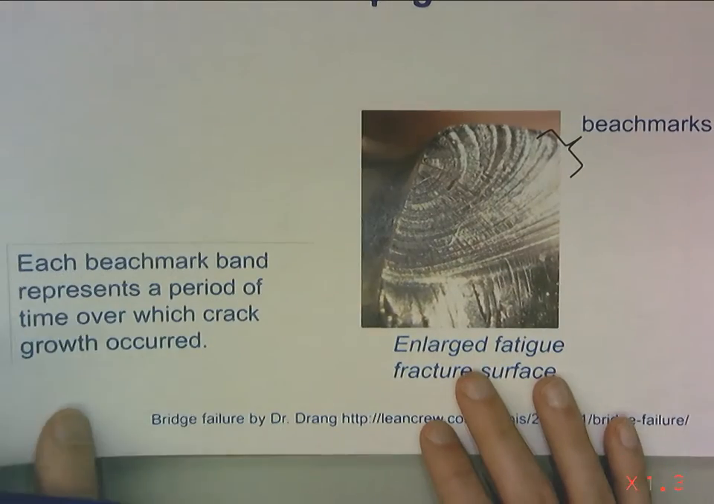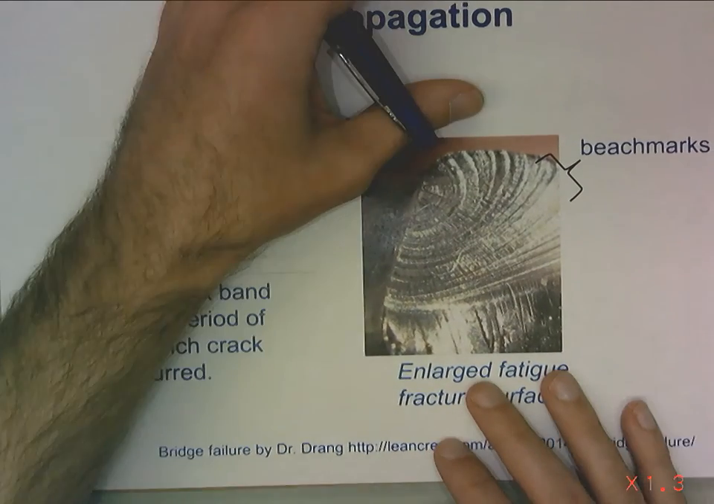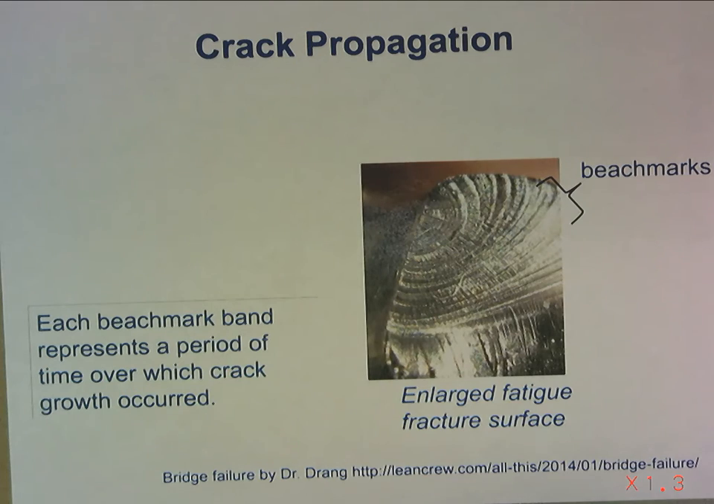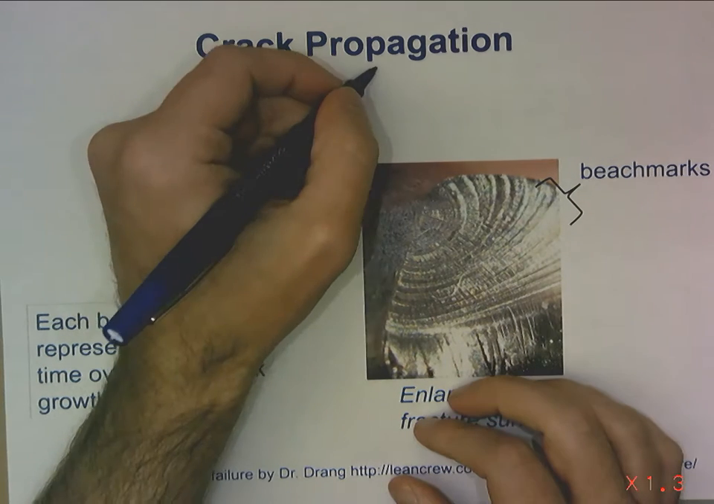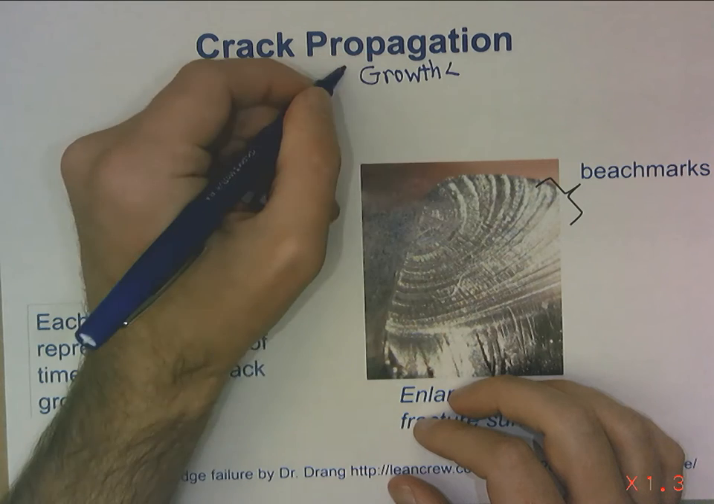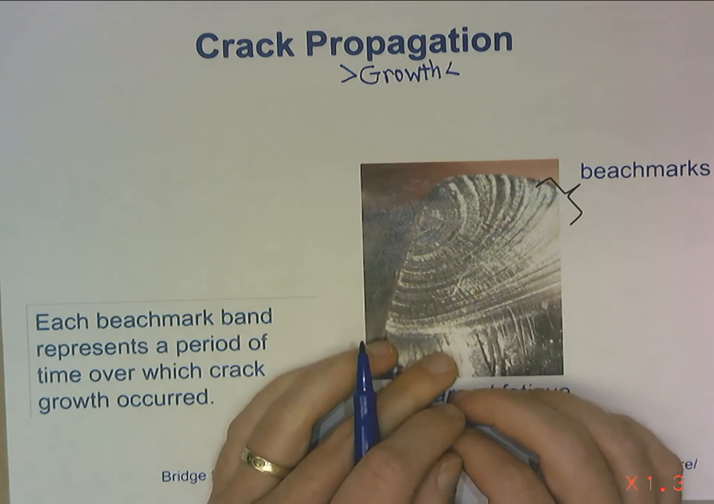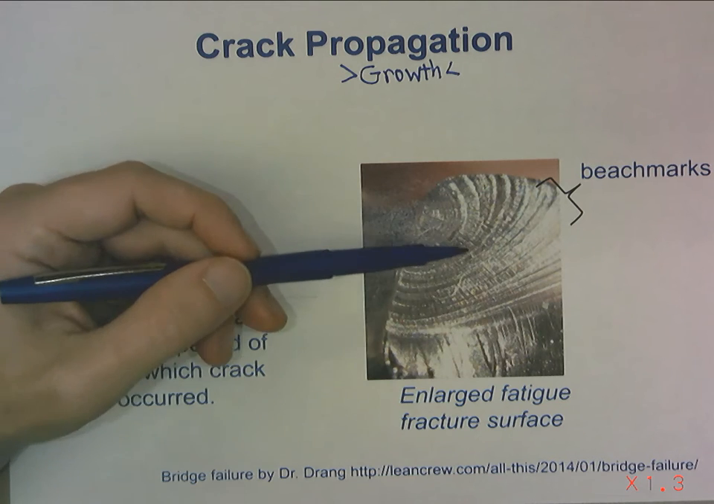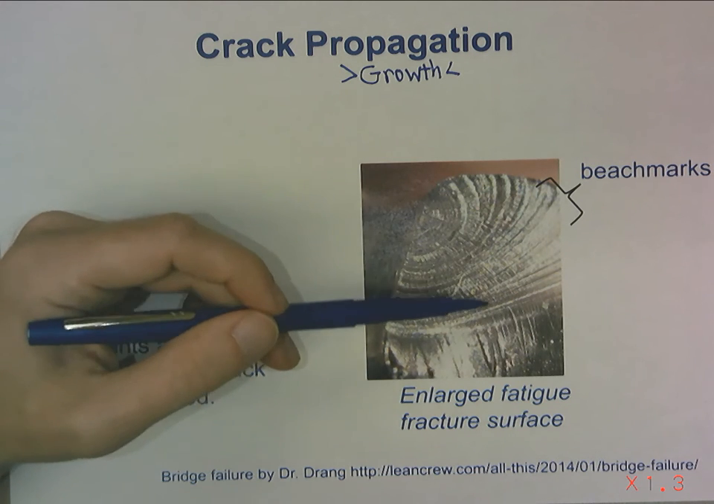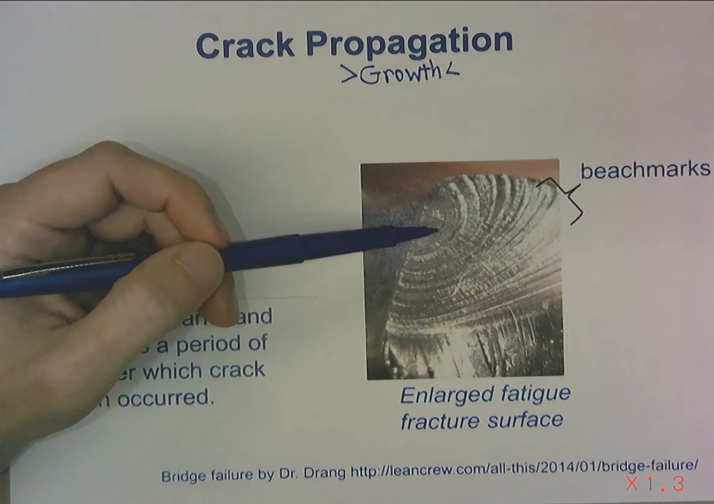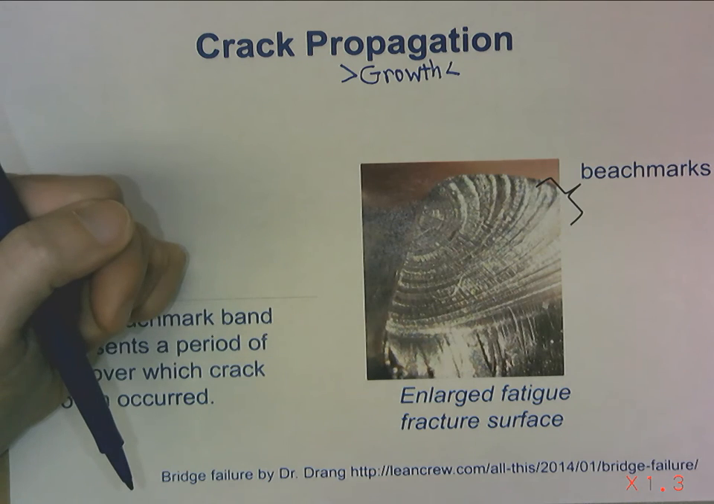So the propagation, what does that mean? That basically means it's a fancy scientific word used in materials to basically mean growth. So it's our crack growth. On the surface of our fatigue failure, we get this pattern that's called beach marks. Why is it called beach marks? Because it looks like sand on the beach.